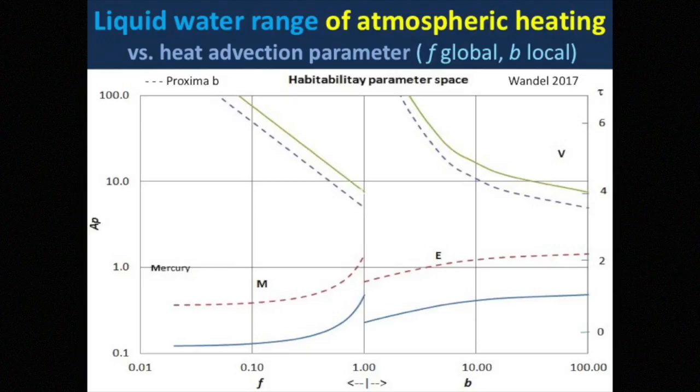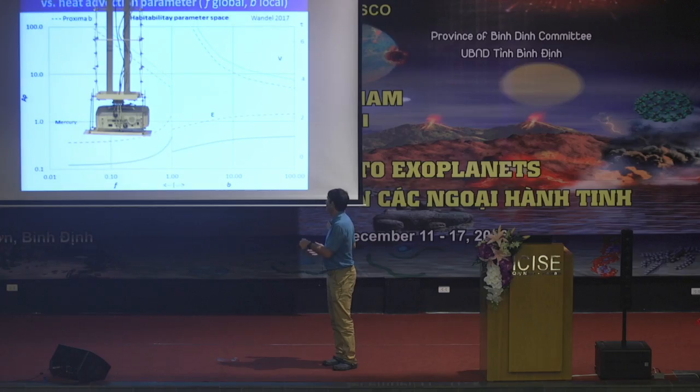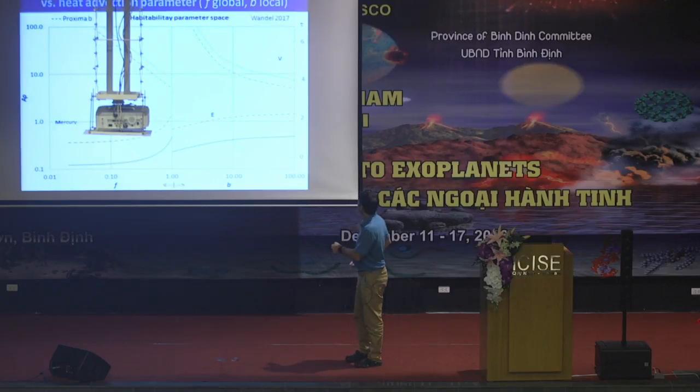But anywhere we put it, we see that Proxima B would have a large enough region, where this is a T minimum and this is T maximum in the parameter space, a large enough region where it could have liquid water. And the same thing for B. So 5 minutes, I will do it, I hope.